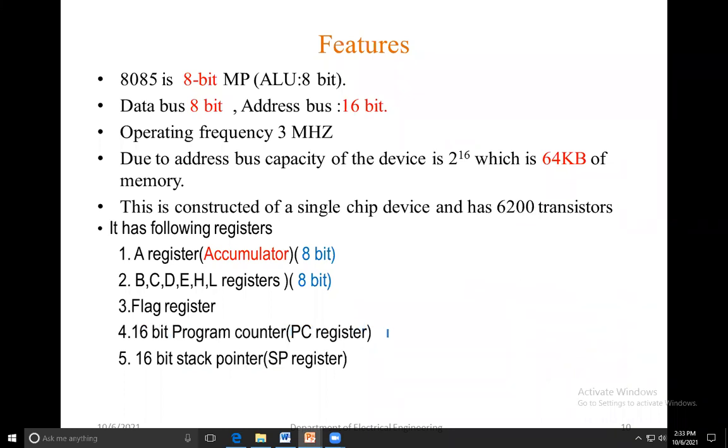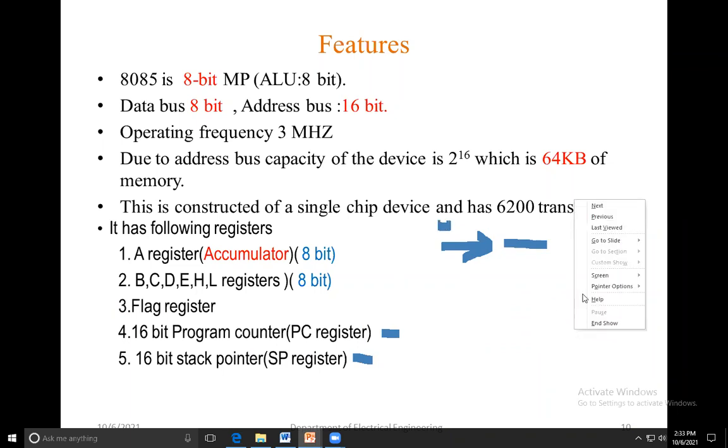This program counter is 16 bits, and the stack pointer is used elsewhere. The program counter is used in your program. Suppose here is a program counter, and here is one instruction. This instruction has a location, suppose 0001, and in that location this instruction is stored. So this location is stored into the program counter.